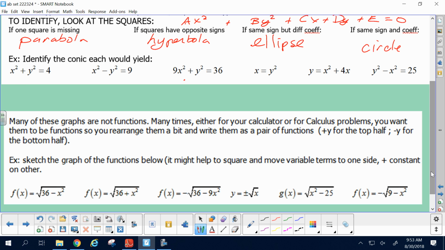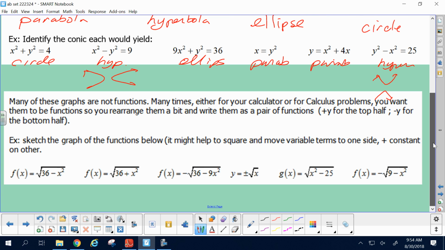Okay, first one. Circle. Second, hyperbola. Third, ellipse. Fourth, parabola, opening sideways. This one, parabola, and this guy, hyperbola. If x squared is the lead coefficient of positive, then how's the hyperbola open? Sideways. And if y squared is positive, then it opens vertically.